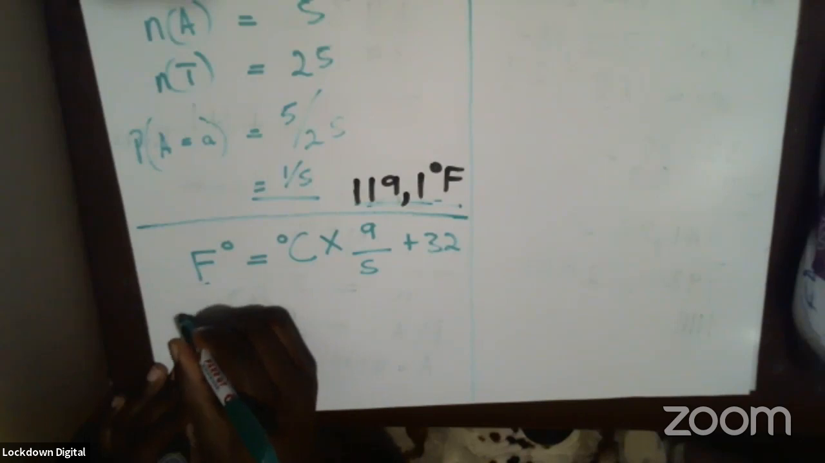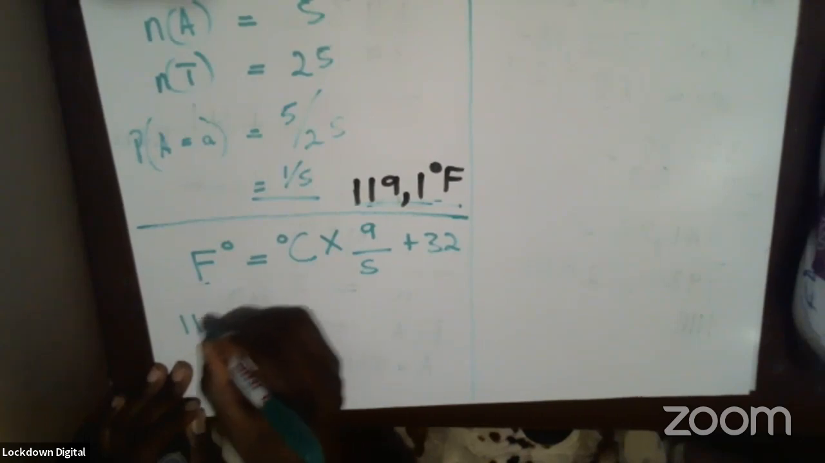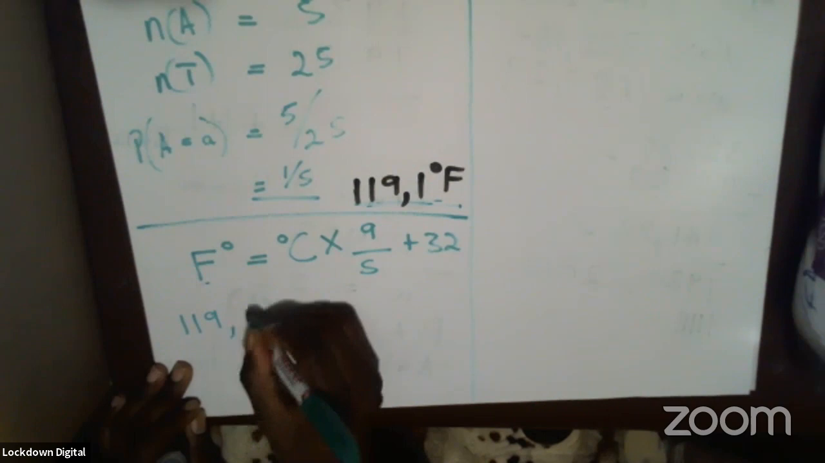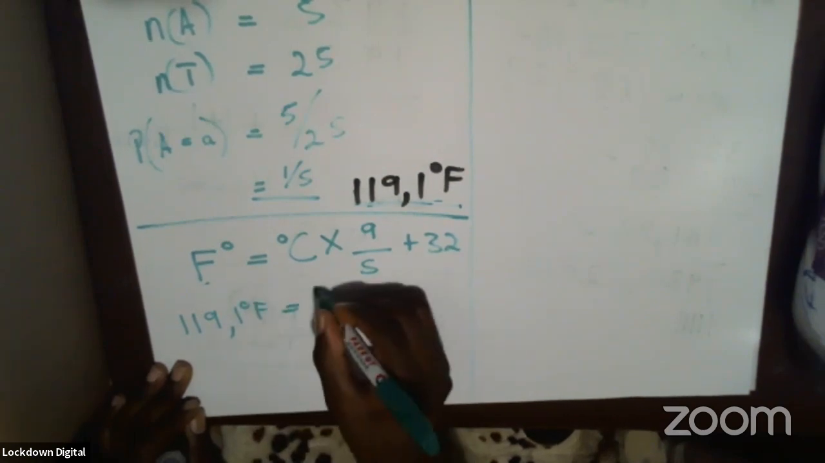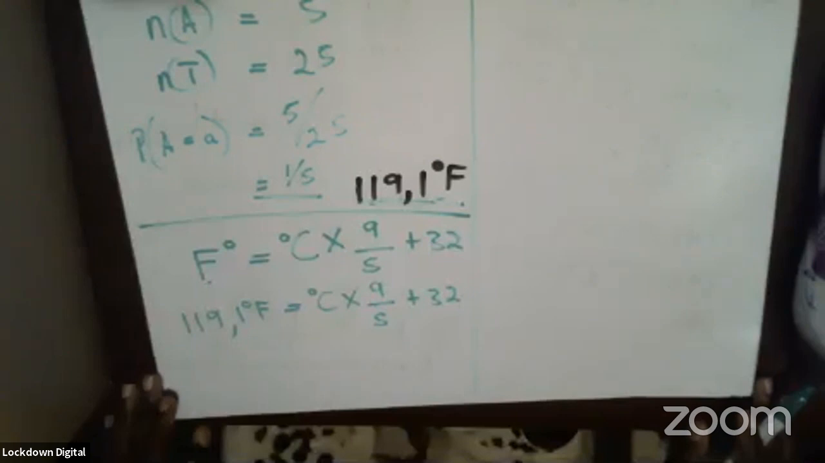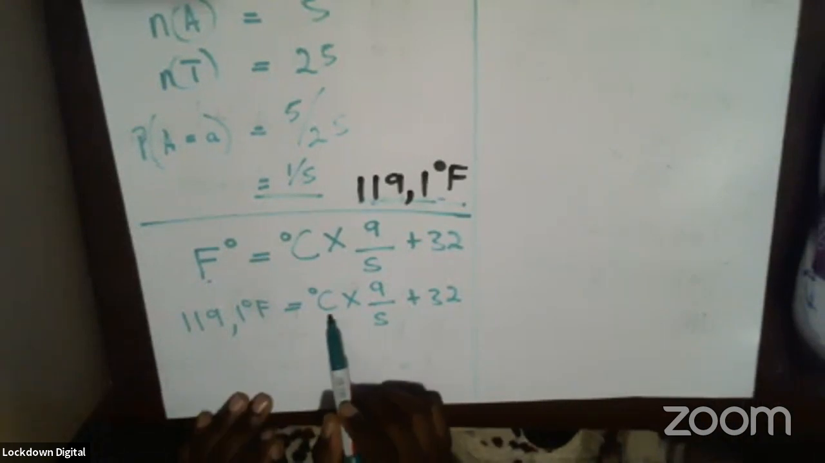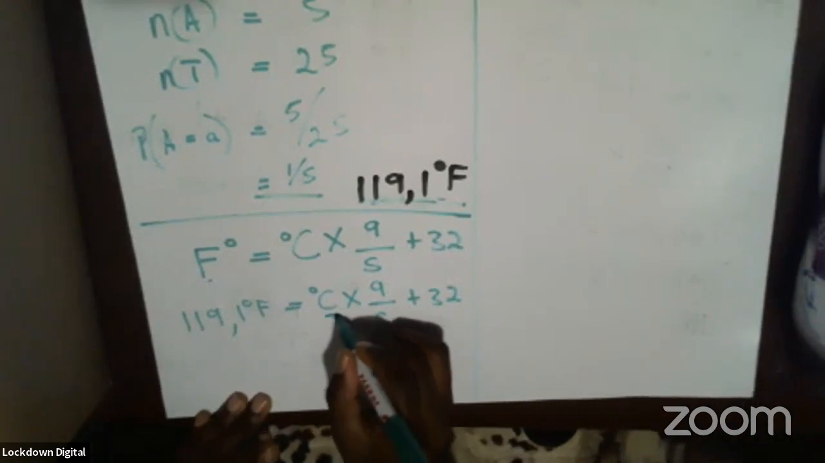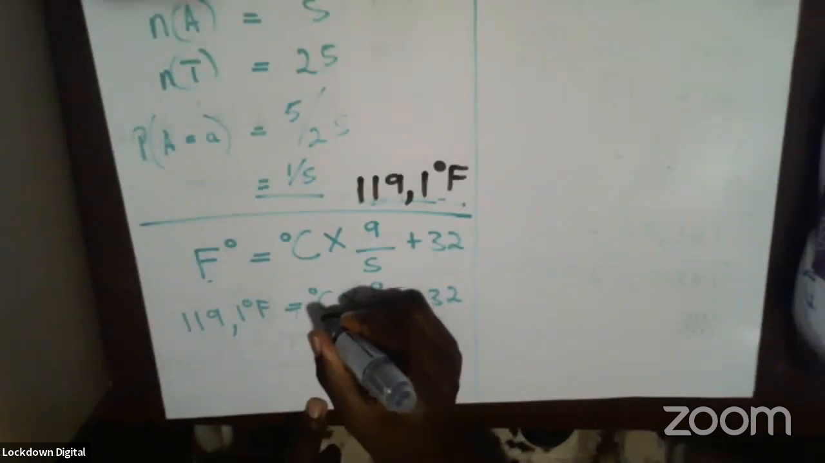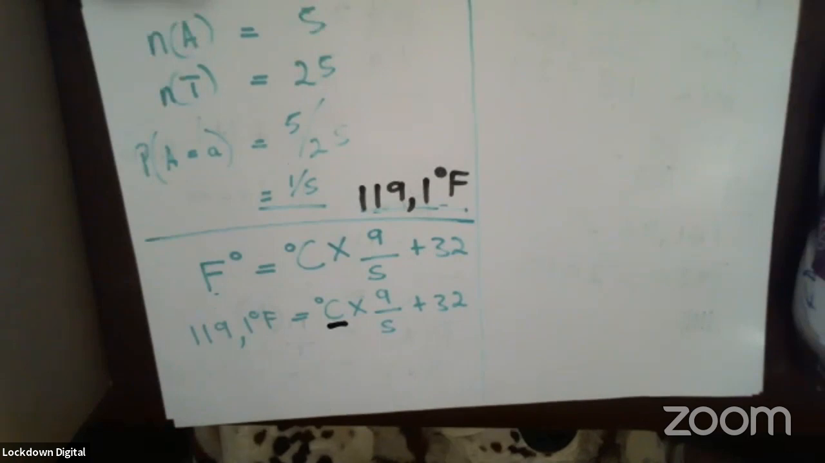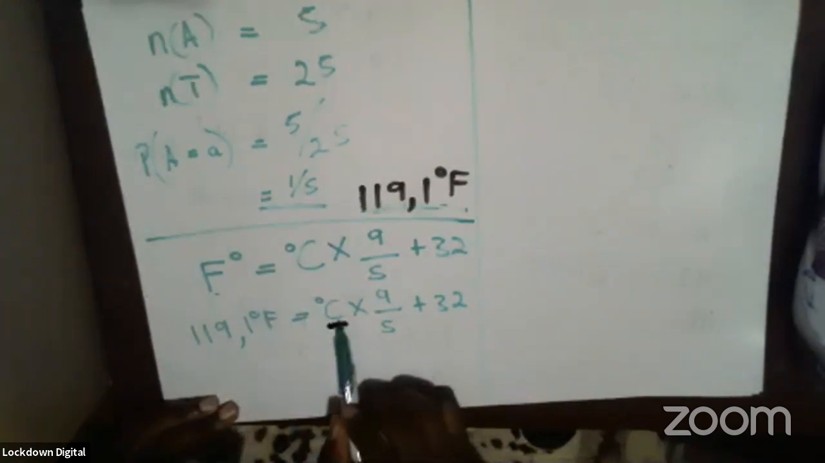So we have 119.1 degrees Fahrenheit being equal to 9/5 of C plus 32. Okay, so the thing here, guys, is we want to leave this guy on his own. We want to divorce him. We can say that. Okay, so we want to leave this guy on his own.